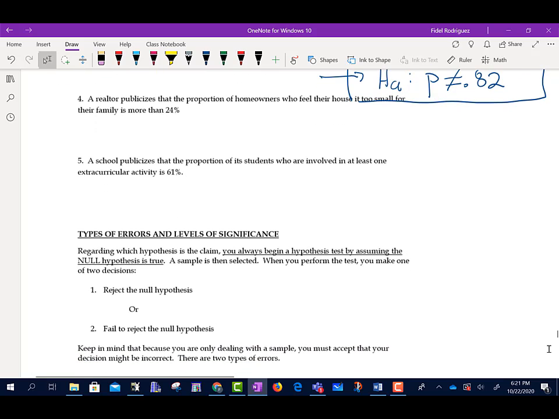A realtor publicizes that the proportion of homeowners who feel their house is too small for their family is more than 24%. So we're talking about proportions, so I'm going to use P, and that proportion is more than 0.24. This here is my claim. Because there is no equal to, that's my alternate. So then my null is the opposite of greater than 0.24, which would be less than or equal to 0.24.